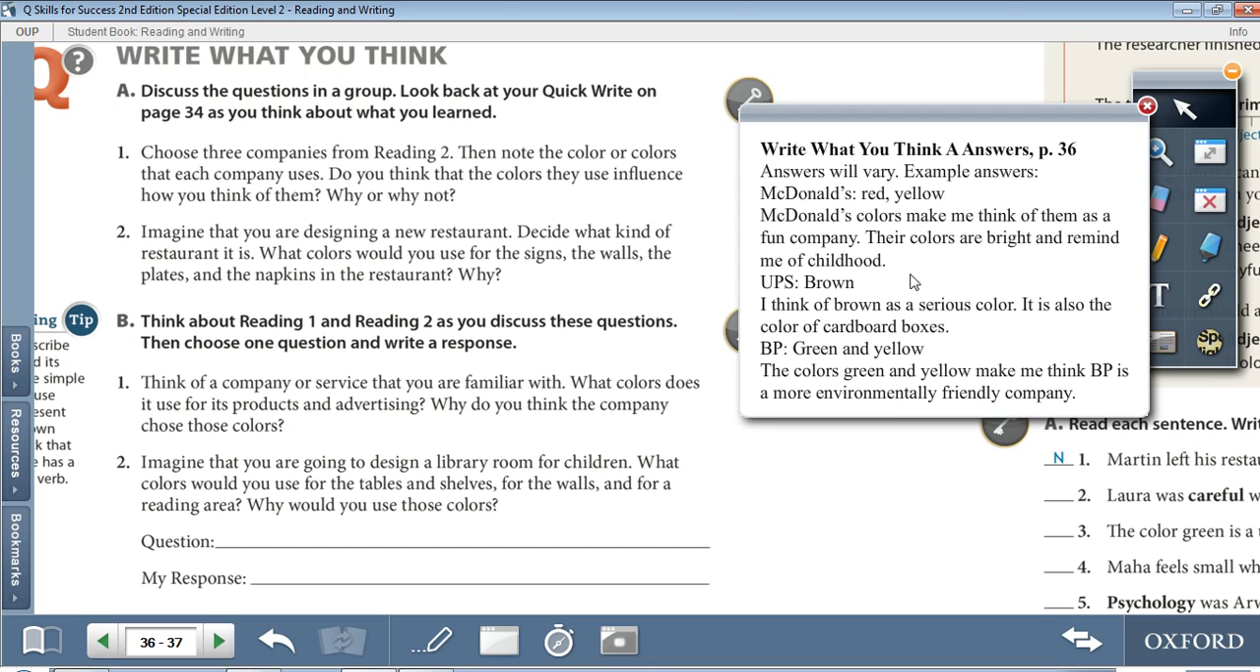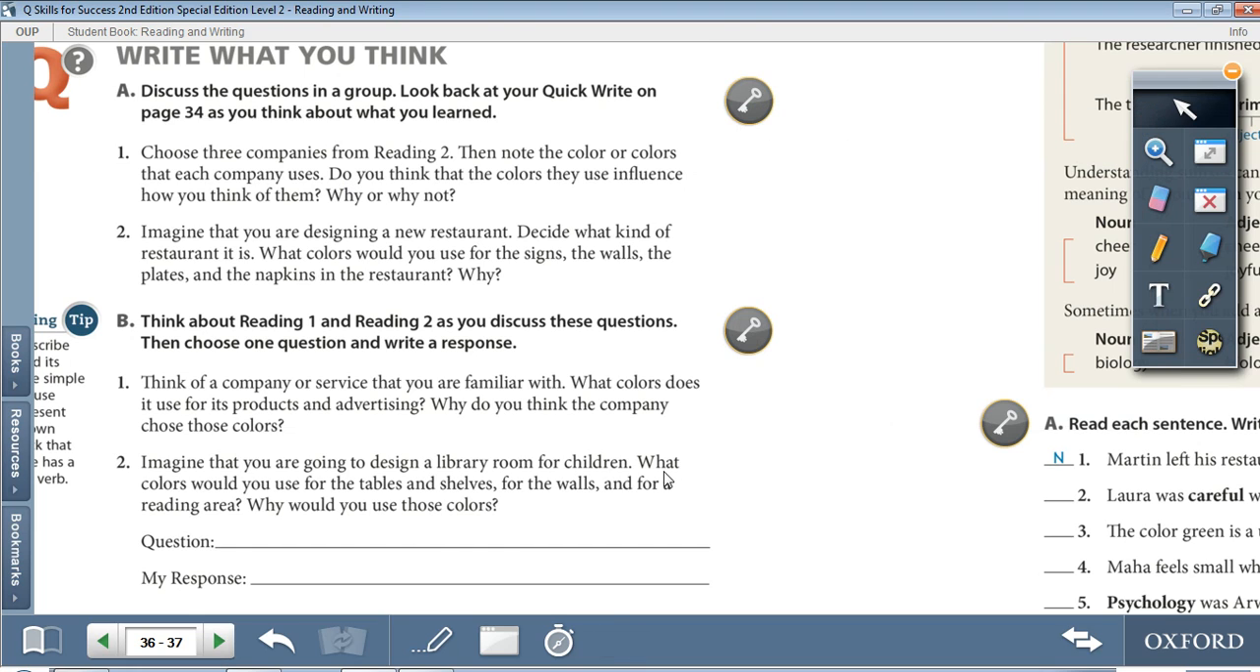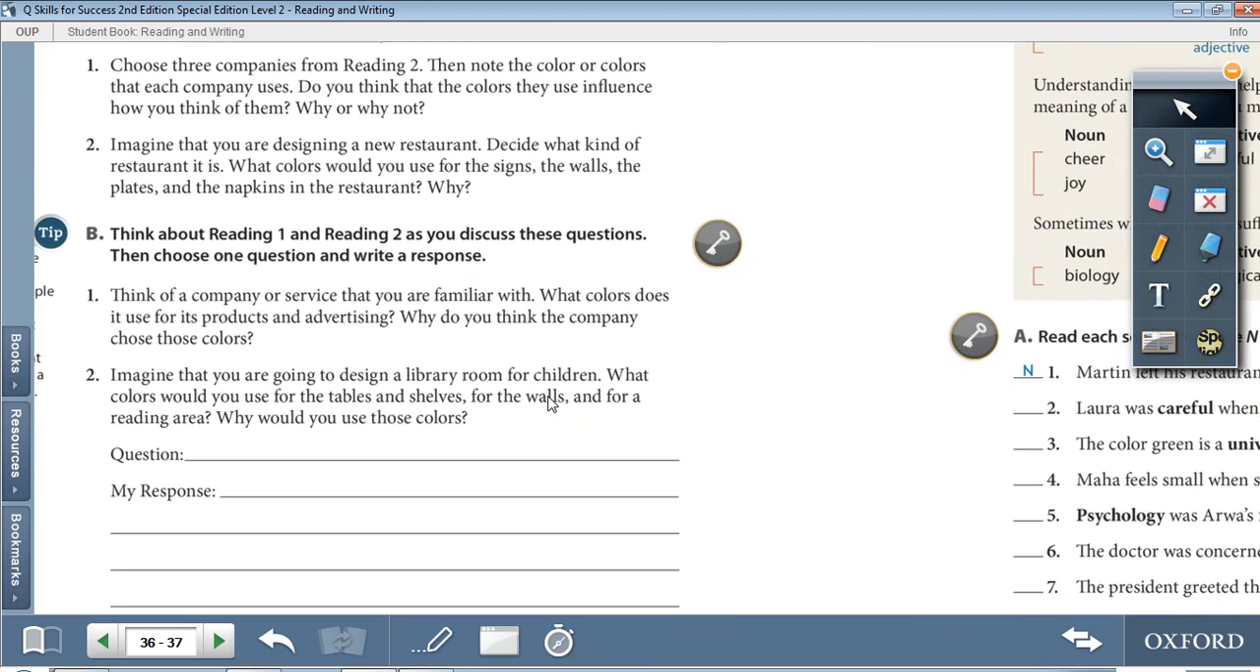Now, all of these are examples for the first question, and you can express your opinion to answer the second question. Now, in section B, think about reading 1 and reading 2 as you discuss these questions, then choose one question and write a response.